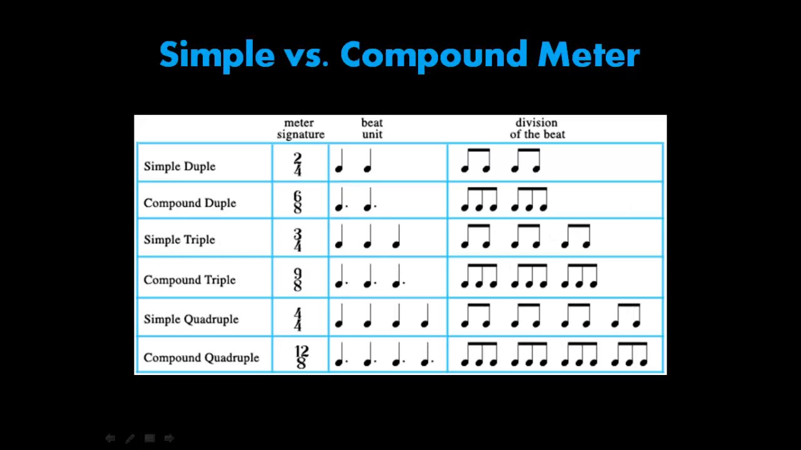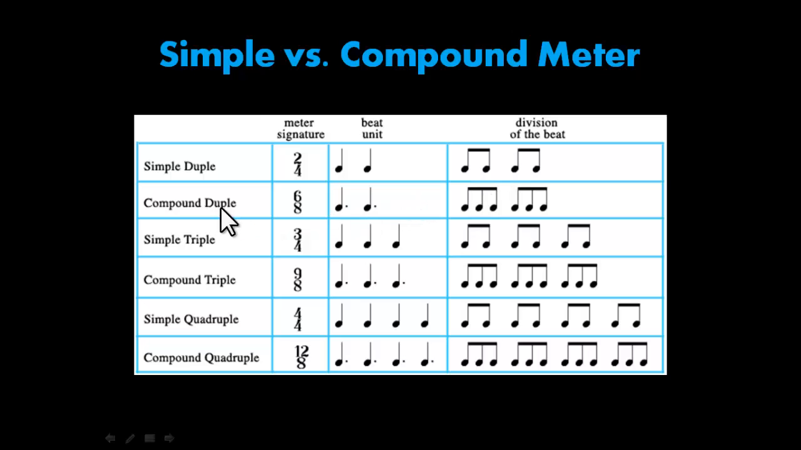Simple versus compound meter. Let's do a quick review. For simple duple, we have a 2-4 time signature, and there are 2 beats in a measure, therefore it is called duple. And it's simple because you can divide each of these beats into 2 eighth notes.